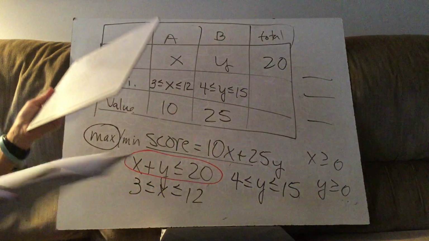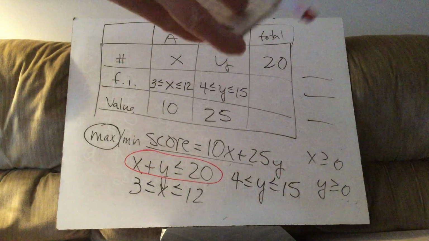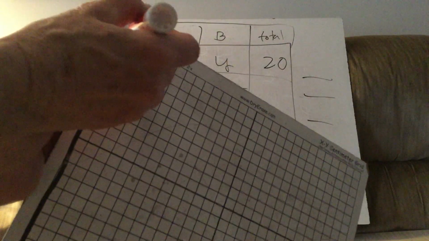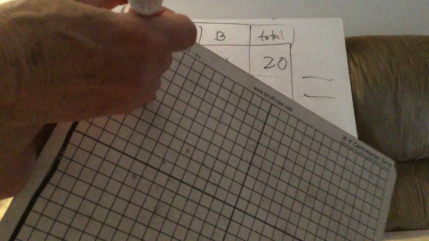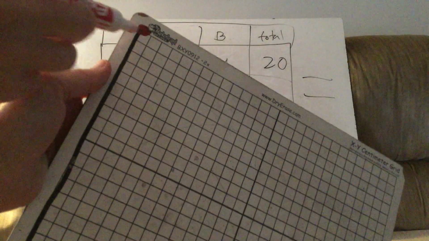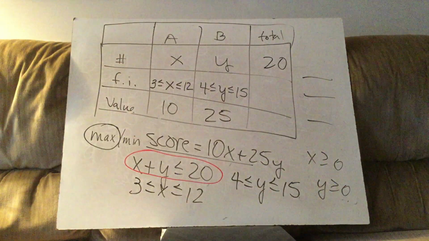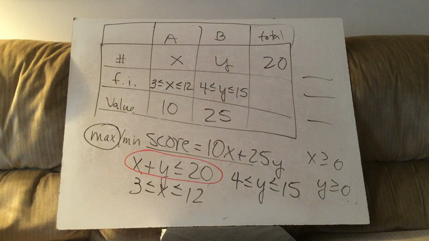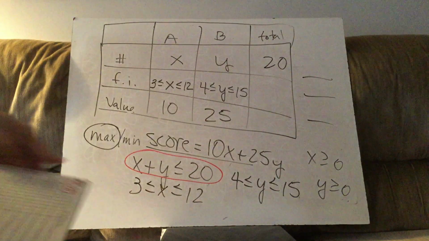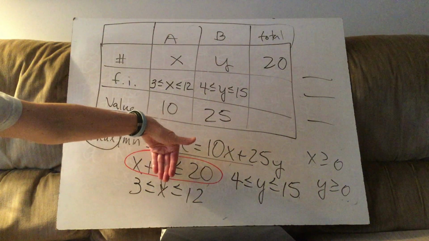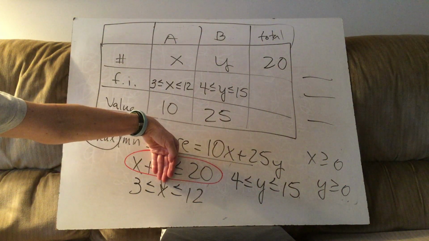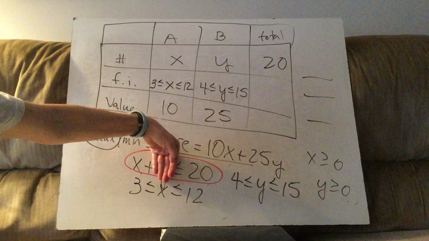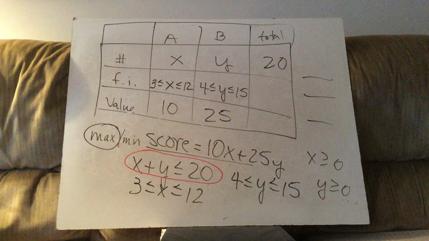So I'm going to go ahead on my Y-axis and count up 20. So I'm clear up here. That is the point 0, 20, all the way straight up my Y-axis. Now I'm going to do the same thing. If I let Y be 0, then X is going to be 20.